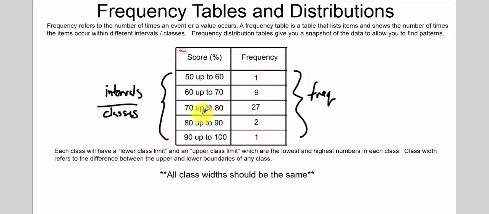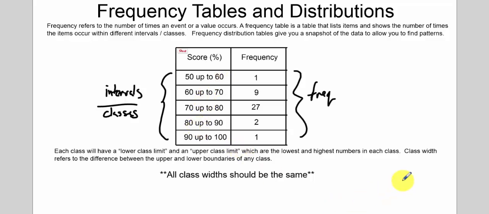So, in each of these classes or intervals, we have a lower limit, 50 in this case, and the upper limit, this says up to 60, so it can't be 60, it's 59.99999. In many cases, they will give intervals of something like 50 to 59, and then go 60 to 69, etc., leaving out the possibility of decimals. So in any case, lower and upper limit of each class.